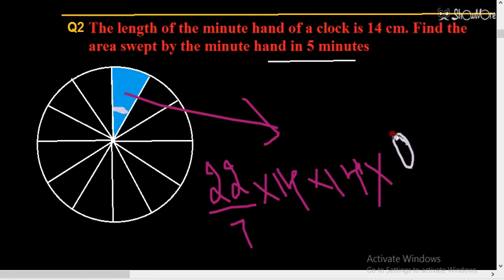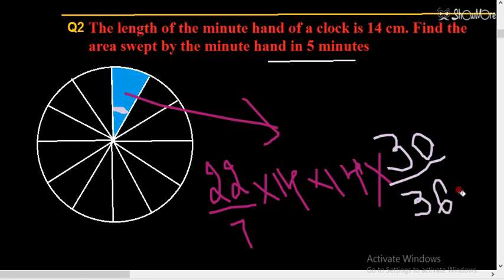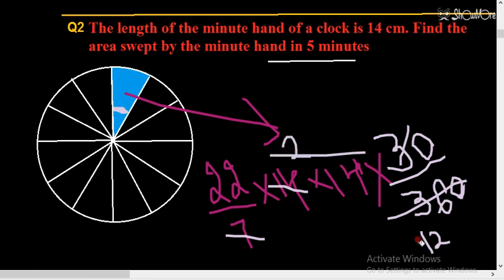Theta is 30 degree, so 30 degree is the angle for this one. 30 by 360. So this will be 12. 12 will come here. So 7 twos are 14, and this is 2 sixes, 12. And then 22 into 6.